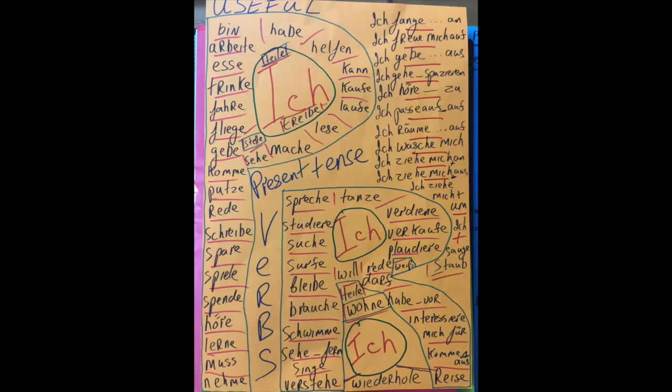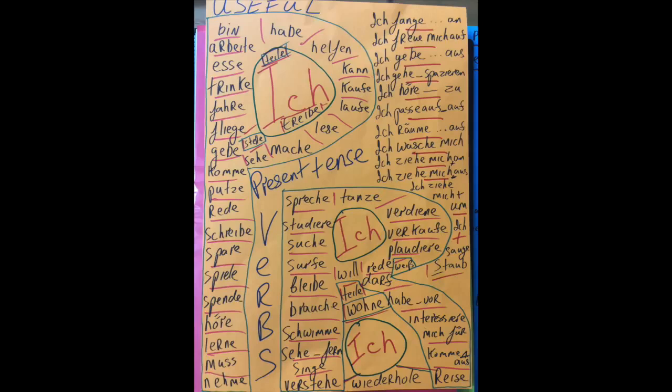Ich bin, and we'll go down horizontally. So, or sorry, we go down vertically, I apologize. Ich bin, I am. Ich arbeite, I work. Ich esse, I eat. Ich trinke, I drink. Ich fahre, I travel. Ich fliege, I fly. Ich gebe, I give. Ich komme, I come. And ich stelle, as I put or place.